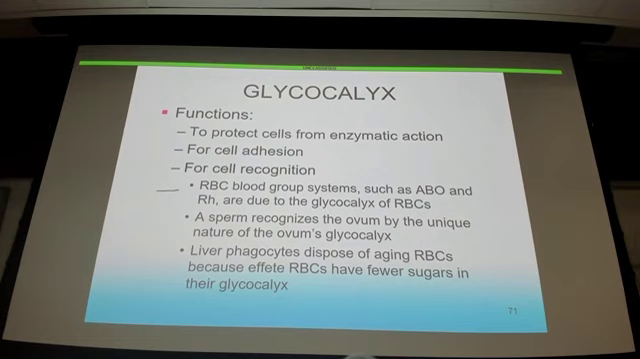A sperm cell, that's unique. A sperm cell can actually identify an ovum. Remember, a sperm cell wants to fertilize the ovum when it gets there. And so a sperm cell, I don't know how it knows what it's looking for, but it finds the ovum by looking at its glycocalyx. It's traveling along through the uterus, through the fallopian tubes. It gets to the ovum there and goes, that's a nice looking glycocalyx.